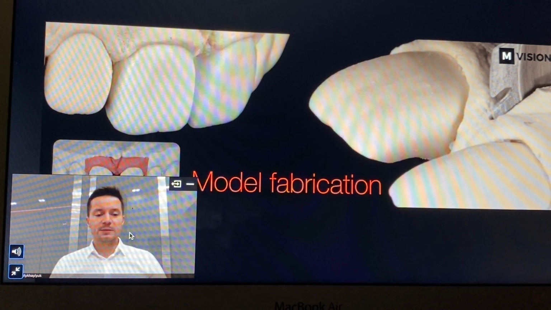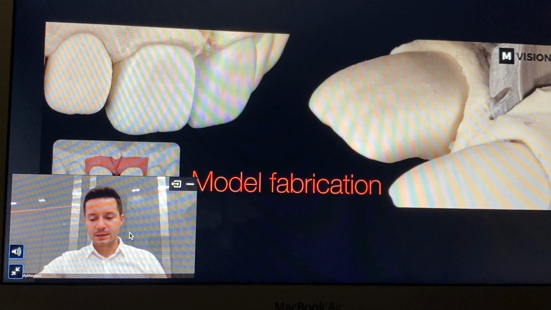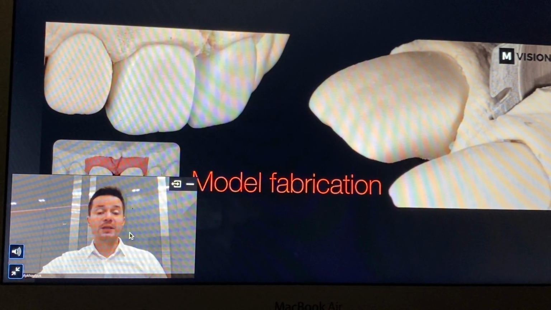Besides doing the wax up, he also made a Willie Geller model. And now there is a big question. Which technique should we use to make ceramic restorations in this specific case?